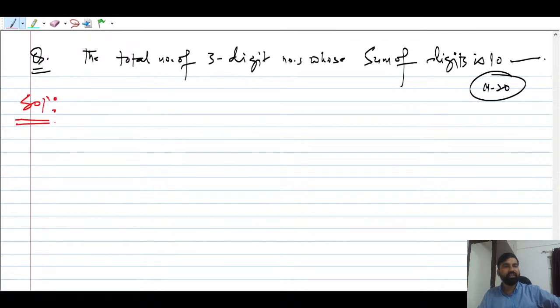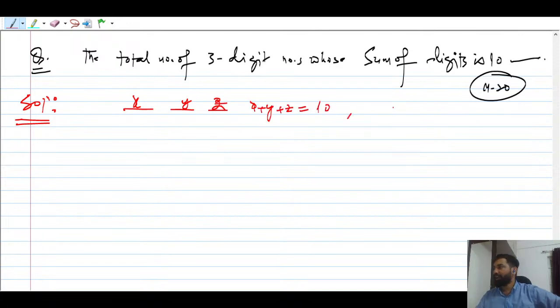So here you can use the same concept. What is the important condition here? The total number of 3-digit numbers whose sum of digits is 10. So you have to make a 3-digit number. 3-digit number means the digit you choose should not be 0. Like if you put 0 here, what will that be? Can somebody tell me? So you can say that x, y, z are 3 digits, and the sum of them, x plus y plus z, equals 10, right?